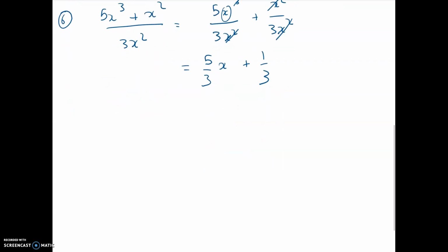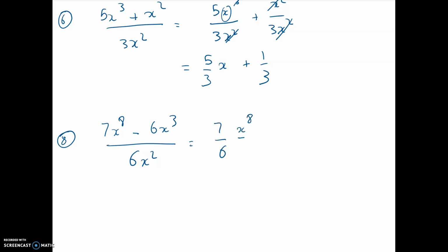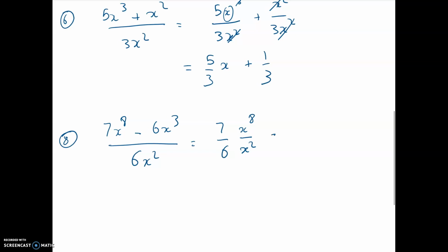Same idea with problem number 8. Problem number 8, 7x to the 8 minus 6x cubed over 6x squared. It is 7 over 6 x to the 8 over x squared minus 6x cubed over 6x squared. The 6 divides out, x cubed simplifies, and now I still have x. X to the 8 divided by x squared is going to be x to the 6. And so 7 over 6 x to the 6 minus x.